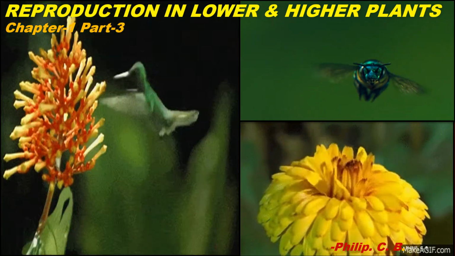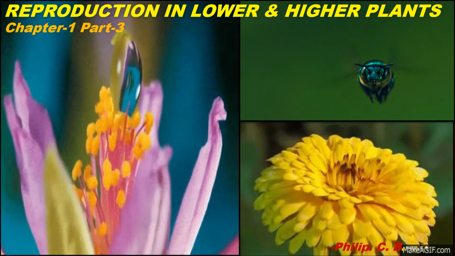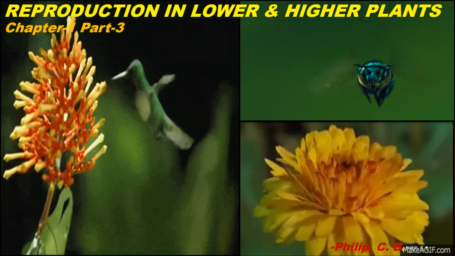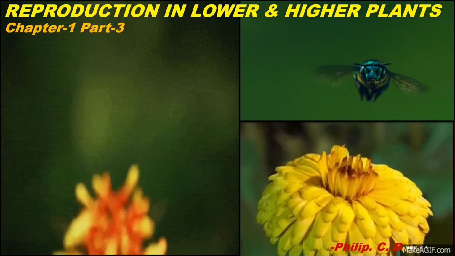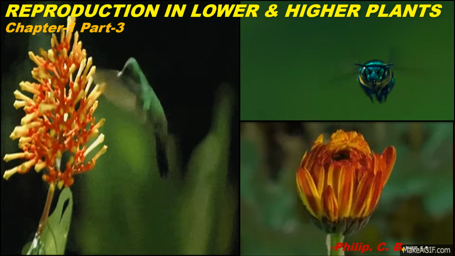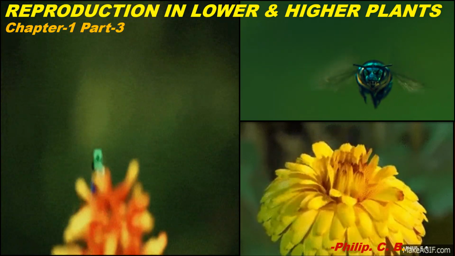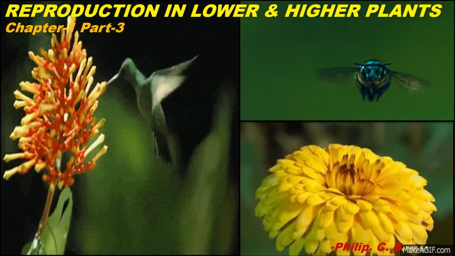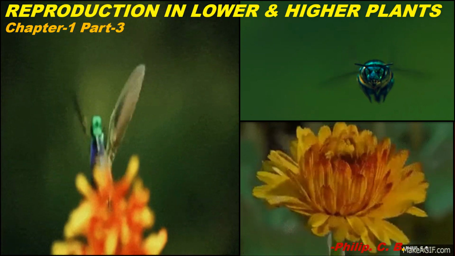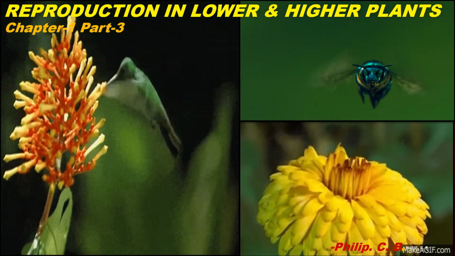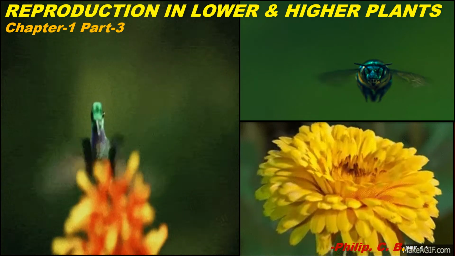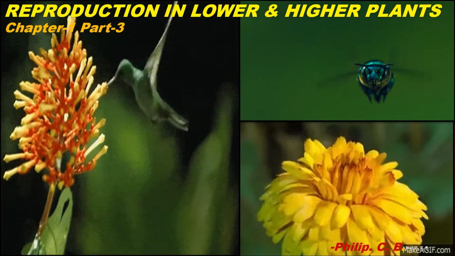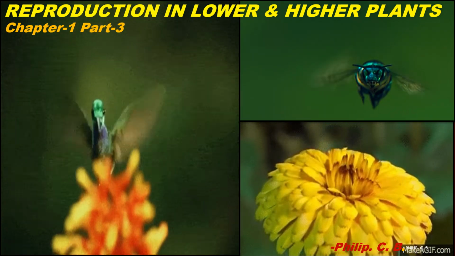Hello students, so today we are going to learn the third part of the chapter Reproduction in Lower and Higher Plants. Now in the previous two videos we have learned about asexual reproduction, that is fragmentation, budding, spore formation and a few more like binary fission, conidia formation, gemmule formation. Also we learned about vegetative reproduction, that is cutting, grafting, tissue culture.